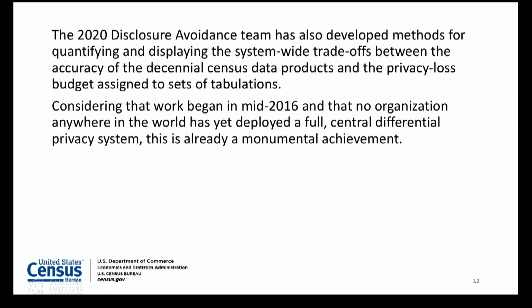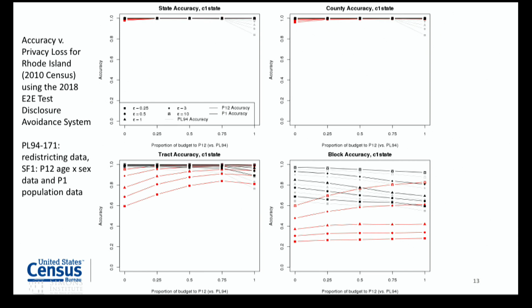So here's my kudos to the team. They've done a lot of work. I'm going to show you some of it in a second. We've got methods for quantifying and displaying system-wide trade-offs between accuracy and privacy loss, and between the allocation of accuracy to one set of tables versus another set of tables. It started in 2016, so we are slightly more than 2 years into it. In my view, that was a monumental achievement, but it doesn't come close to meeting the concerns of the user community. But we'll have some time to talk about that. But let me just show you what you can do. All right.